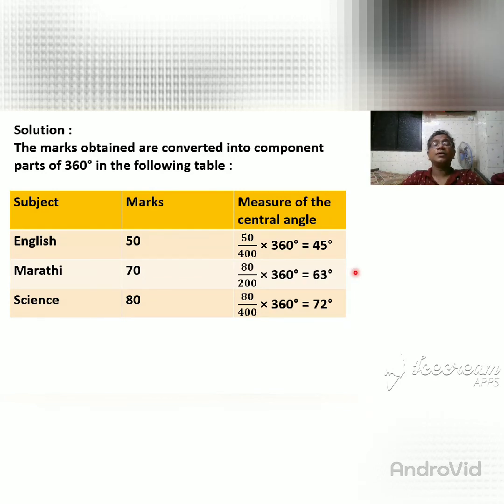Is that clear? Then see, this is 80 Science. So 80 is the numerator, 400 is the denominator. 0 cancels. Then this 0 cancels. 4 ones are 4. 4 twos are 8. 36 twos are 72.